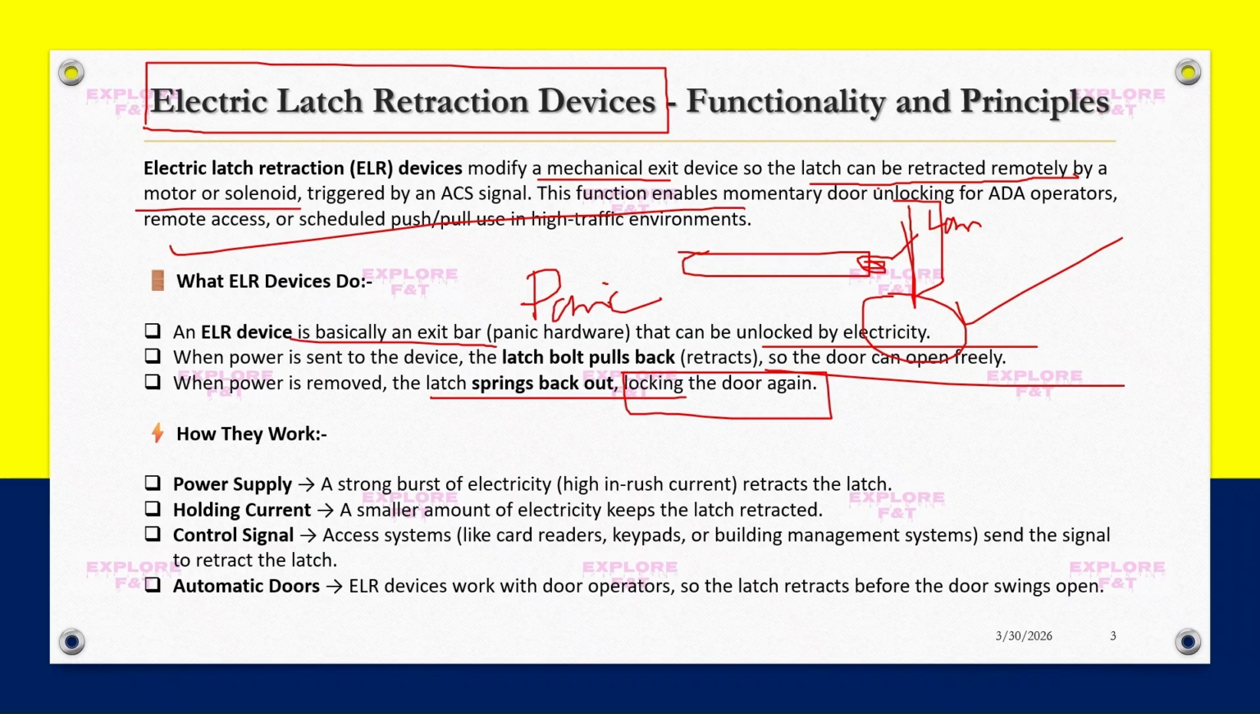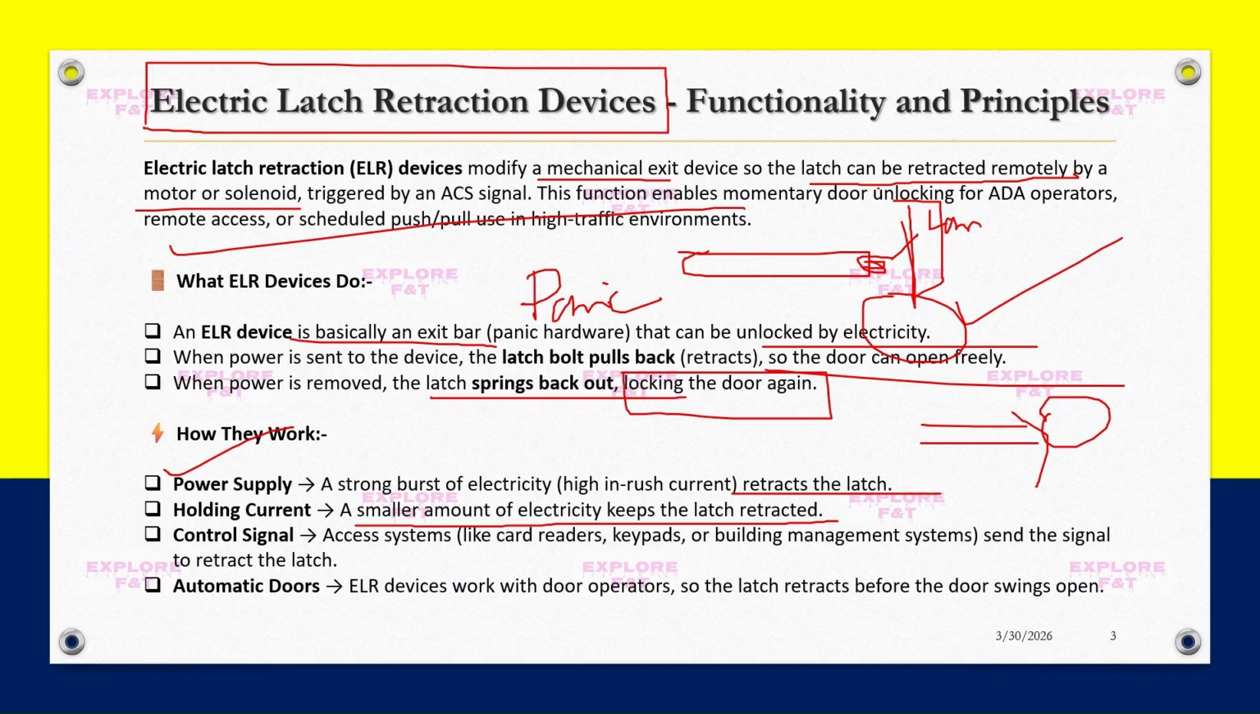Next one, how they will work. Power supply: it will require a strong burst of electricity to retract the latch. Okay, so you need a power supply, and this will require 24 volt DC. Holding current: a smaller amount of electricity keeps the latch retracted. If the door is locked, it will remain locked, so it needs only a small amount of electricity, not high electricity, to hold this.